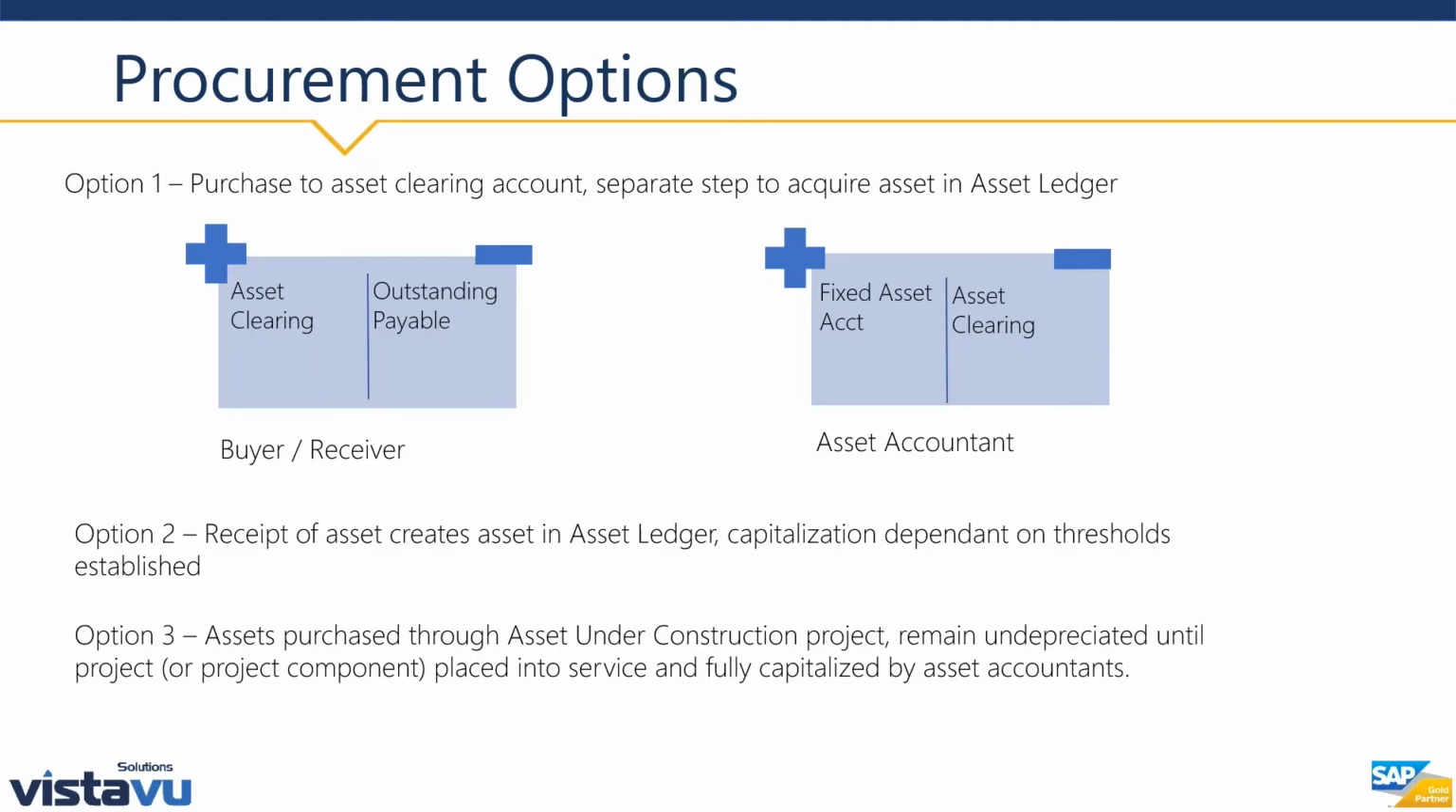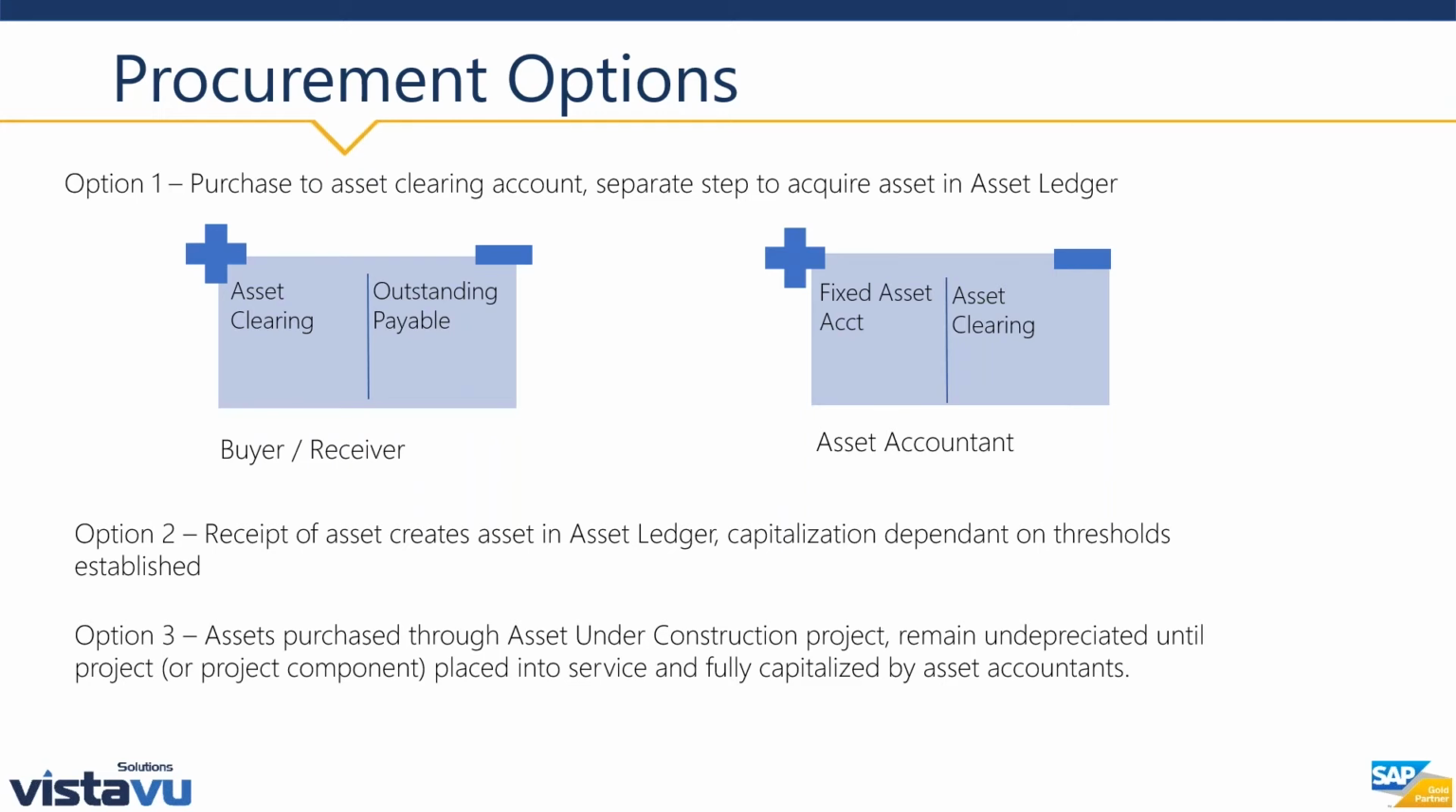And then we get into the specific procurement options. So we are going to look at option 1 and 2 today. Option 1 is to purchase an asset to a clearing account. If you are doing asset procurement today in the very simplest form, this is probably what you're doing. And maybe you're here because you're curious about other ways to do it. So this is the fully manual process.